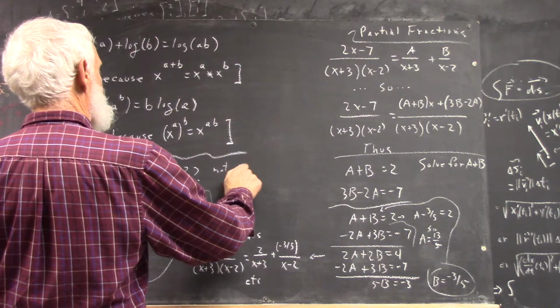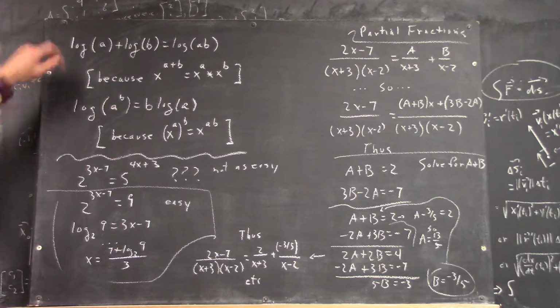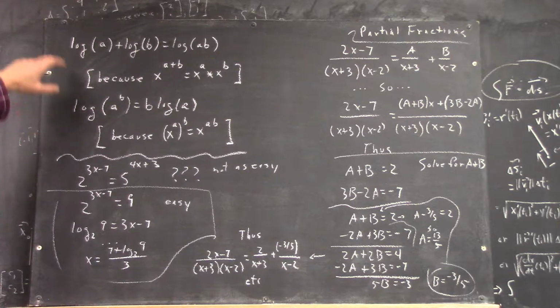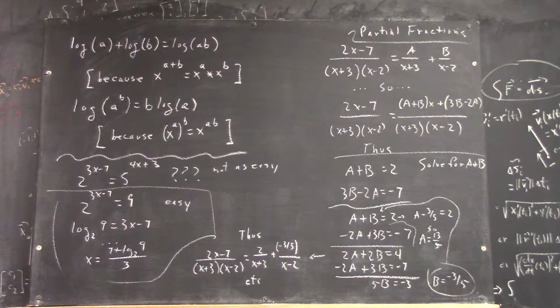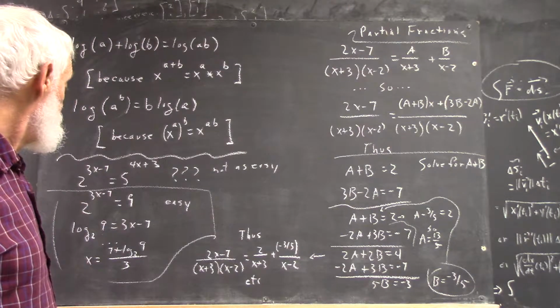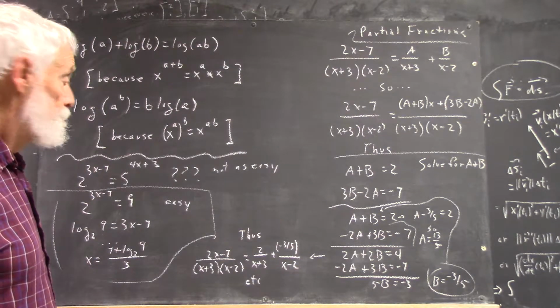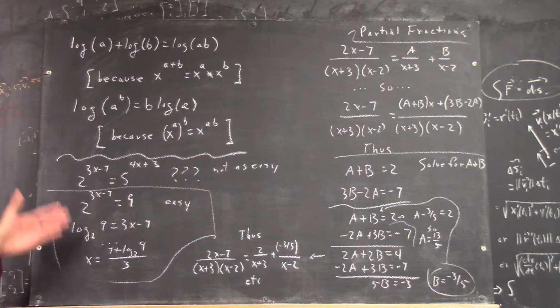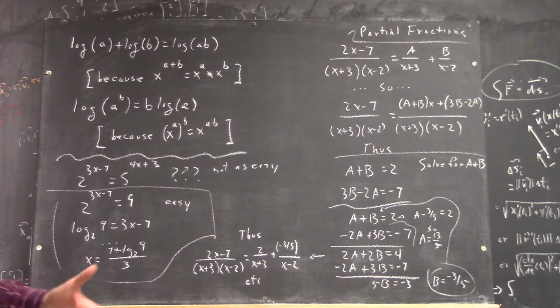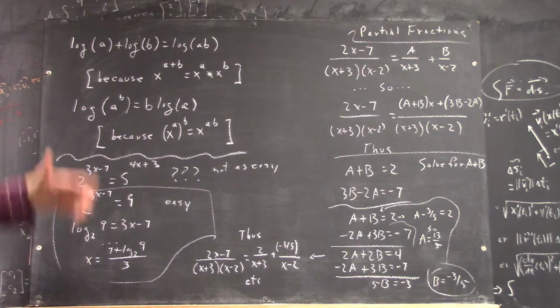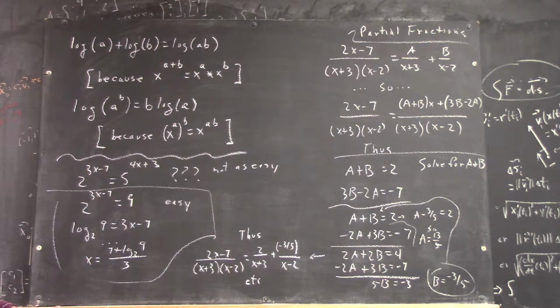Whereas this is not as easy unless you have these rules. If you have these rules, then it becomes pretty easy. So that's where we're heading. There's this one kind of logarithmic equation, and then there are exponential equations that you need rules like this in order to solve. But the rules are not that hard. You just have to not screw them up.